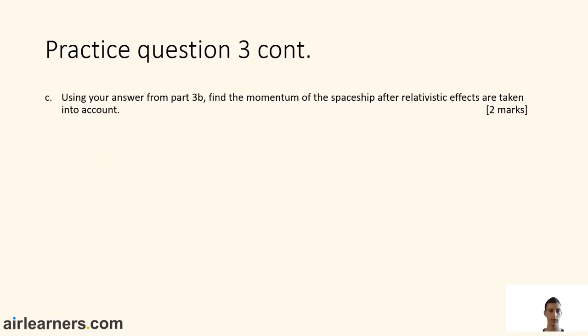All right, using your answer from part 3b, find the momentum of the spaceship after relativistic effects are taken into account. So this now gives you an opportunity to get another 2 marks. You can pause the video and get back to it once you are finished.